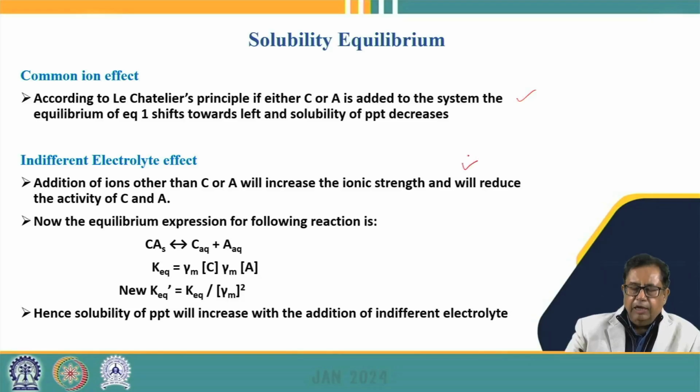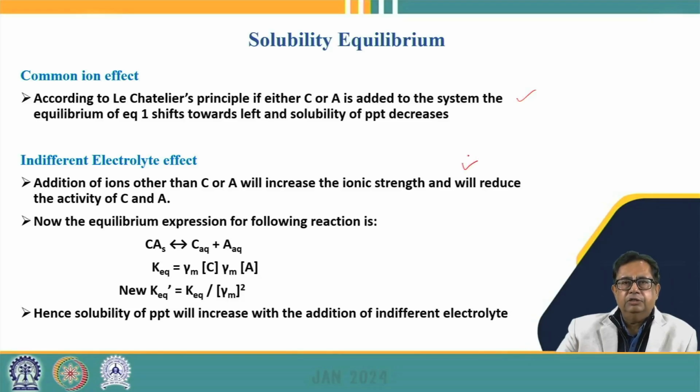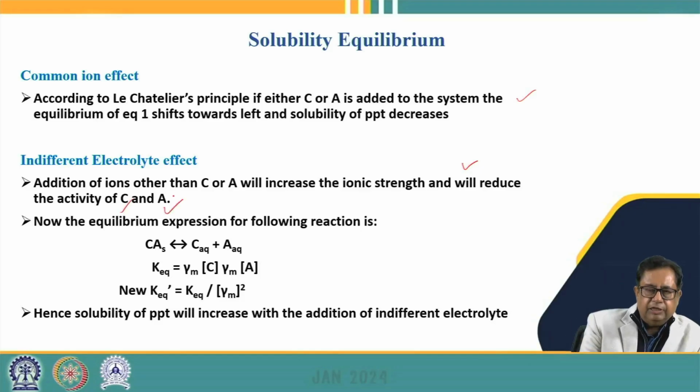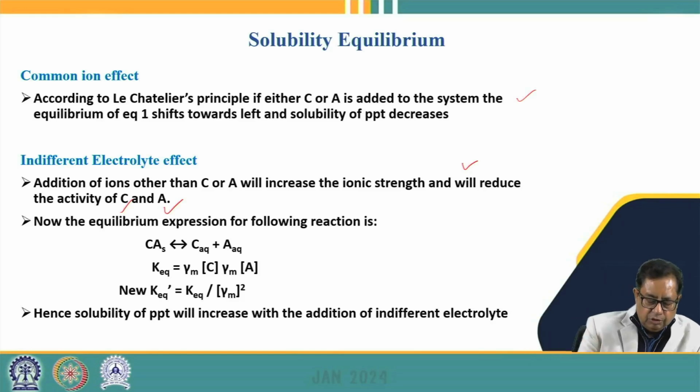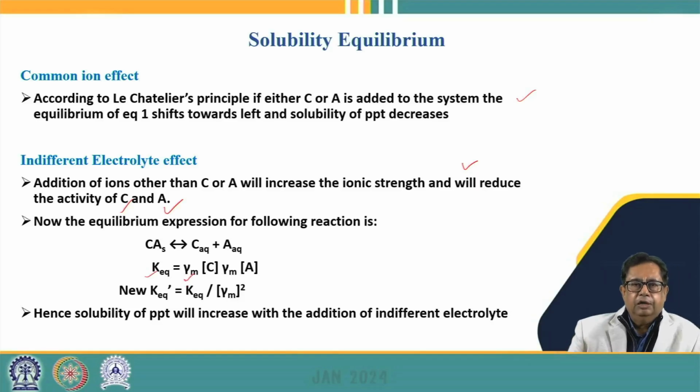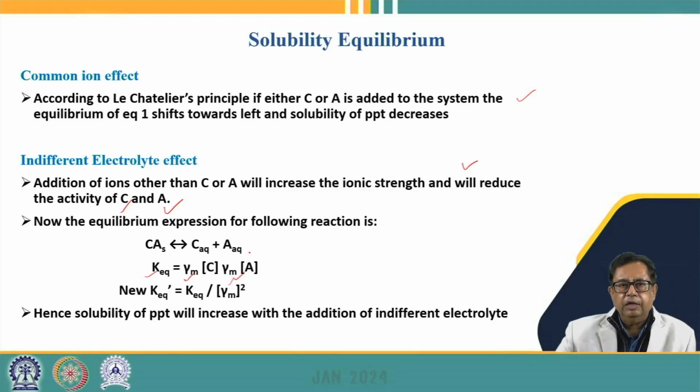Similarly, if we are adding ions other than the ions present in the precipitate, which are also known as indifferent electrolytes, this will reduce the activity of the C cations as well as the anions, because the ionic strength will increase. As the ionic strength increases, the activity of the cations and anions present in the solution will decrease. And let's say now the K equilibrium will be equal to gamma m, where gamma m is the activity of the cations and gamma m also represents the activity of the anions.